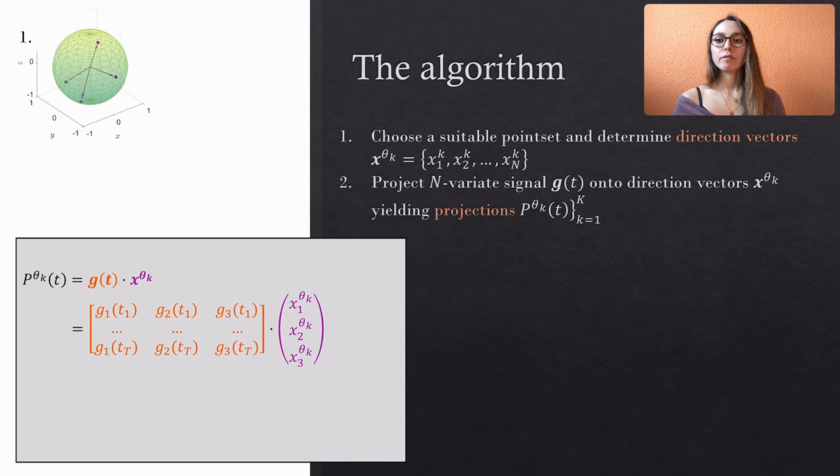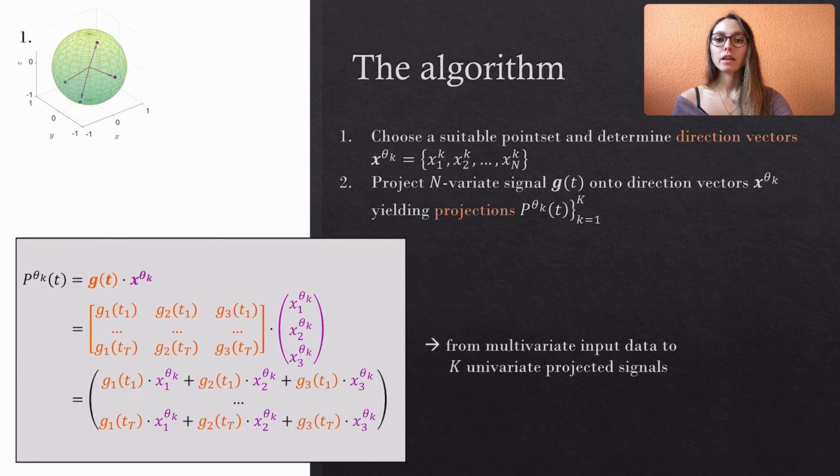Once we have multiplied everything using standard algebra, this scalar product yields a one-dimensional outcome, so a single value for each time step. We see that the projection downgrades our multivariate input data G to a single variate output from which we can easily determine the locations of extrema, which is the primary objective to perform this projection. And we repeat it for all projection directions. So in total, we obtain capital K of these univariate projections.